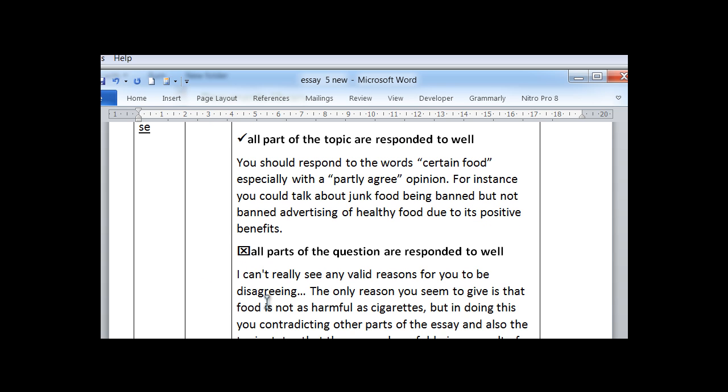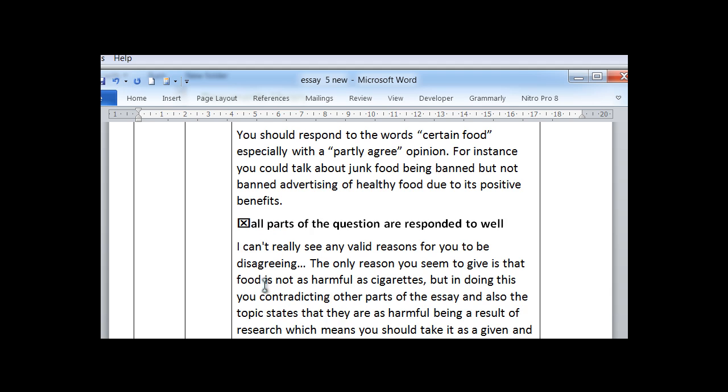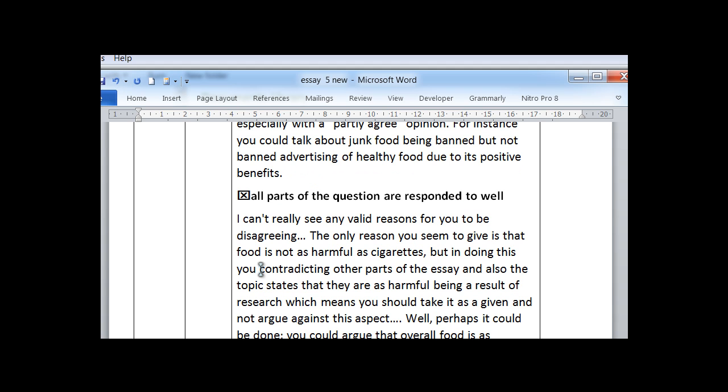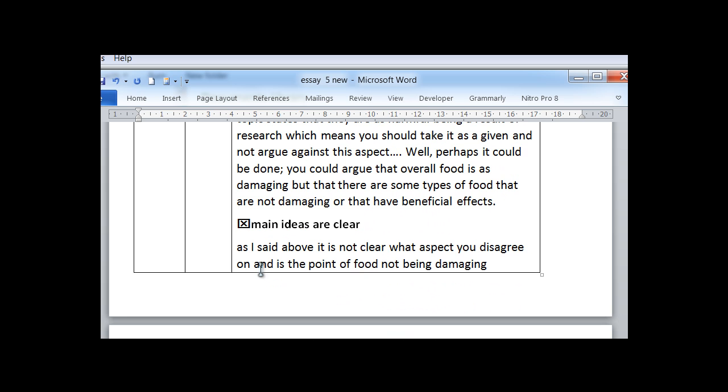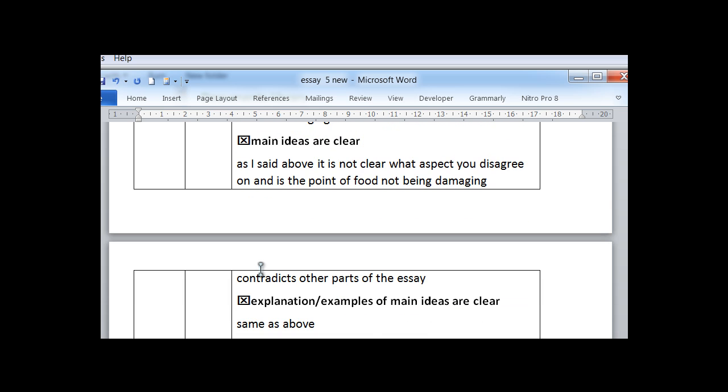Well, the question is responded to. There's this partly agree. I just can't see any valid reasons to be disagreeing, which means that really you totally agree. Or you're saying you disagree somewhere, but I can't see a valid reason for it. So in this case, you can't get to 6. Main ideas are clear, not really because of the contradiction.